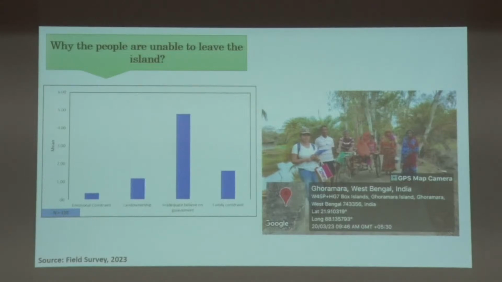So when I asked the people whether they are willing to leave the island, most of them were telling that they want to leave. However, there lie certain constraints in their wish. There are mainly 4 constraints, and inadequate belief in the government is the main constraint.